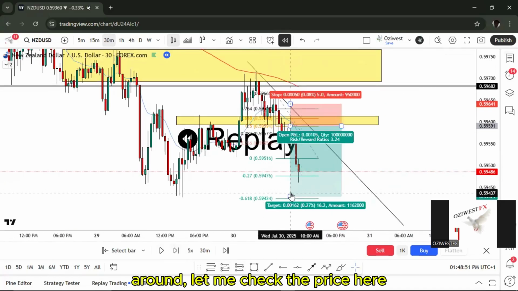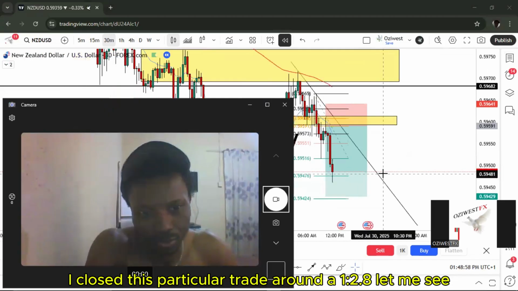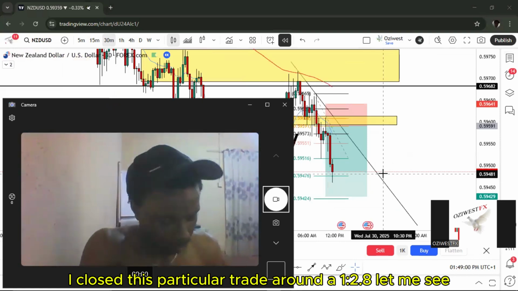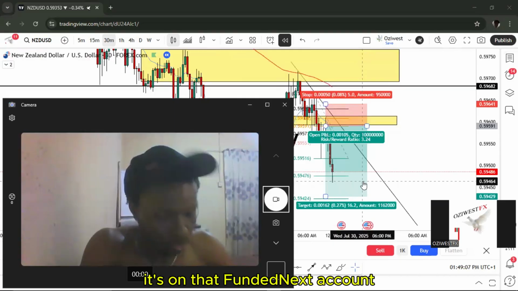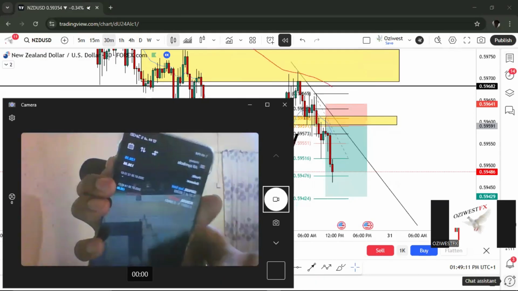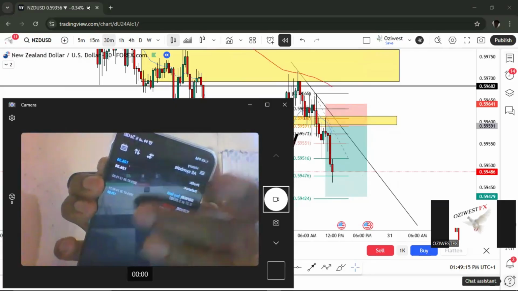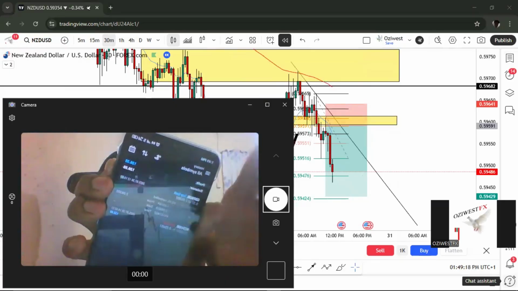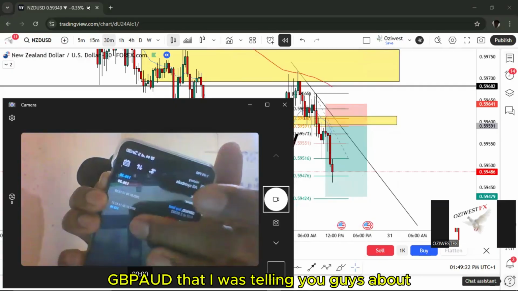around, let me check the price here. I closed this particular trade around 102.8. Let me see. It's on that funded next account. You guys can see it there. Right here, this is that GBP AUD that I was telling you guys about.